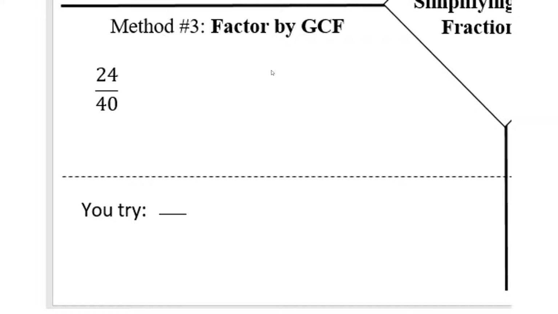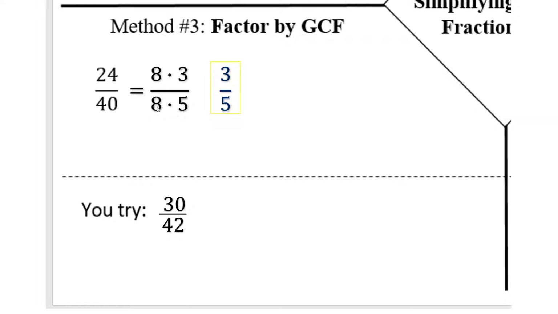So if we do 24 over 40 factoring by GCF, we would split this up into 8 times 3 because the GCF is the greatest common factor, and the greatest common factor of both of these is an 8. So if you have 8 over 8, you would cancel the 8's out, and you're left with 3/5.